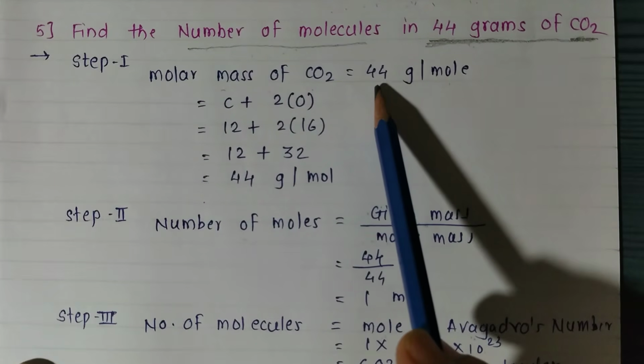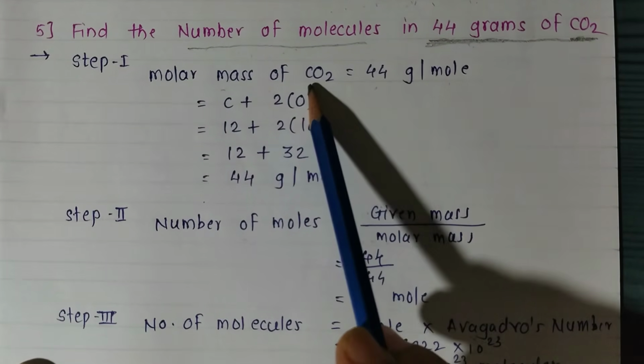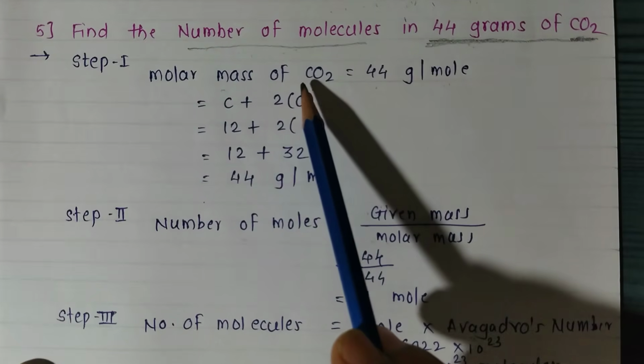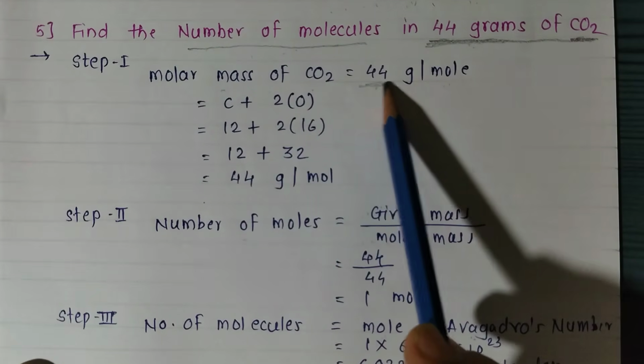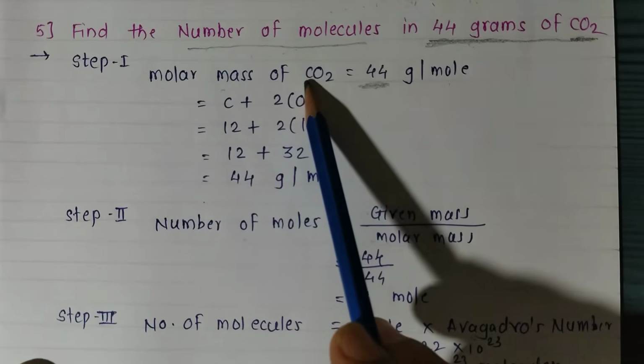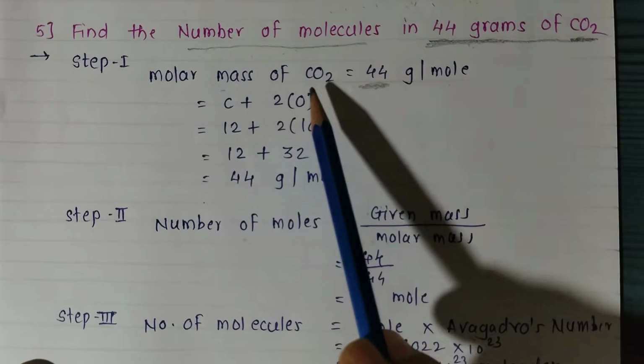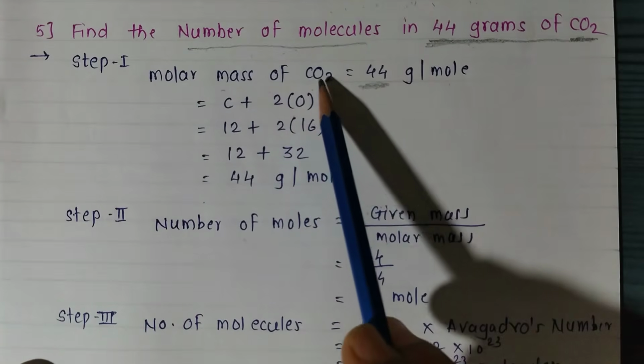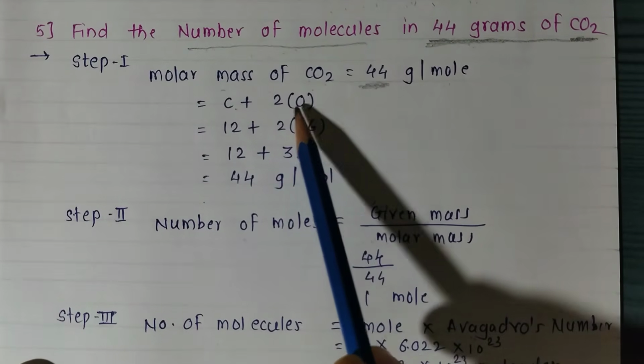So how does this 44 come here? We calculate how 44 is the molar mass of this CO2. As we know, CO2 is formed by the combination of 1 carbon and 2 oxygen.